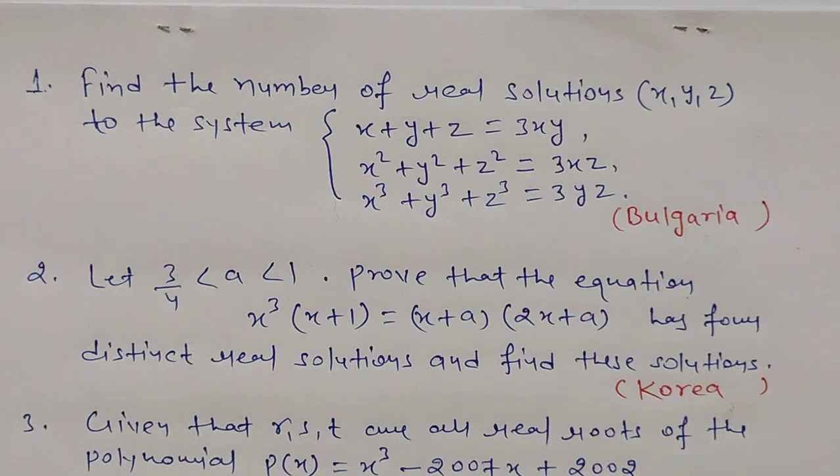The first problem is: find the number of real solutions for x, y and z to the system. Here 3 equations are given, in terms of 3 variables: x plus y plus z equals 3xy, x square plus y square plus z square is equal to 3xz, and x cube plus y cube plus z cube is equal to 3yz.